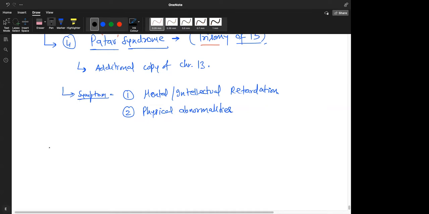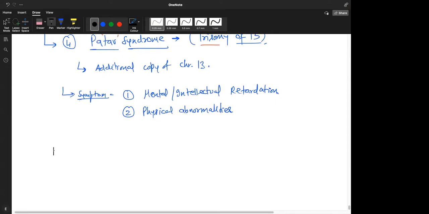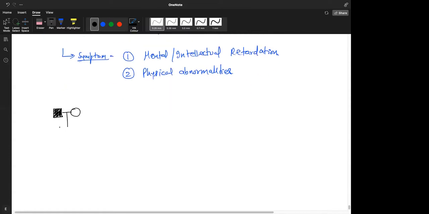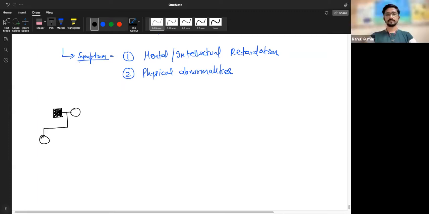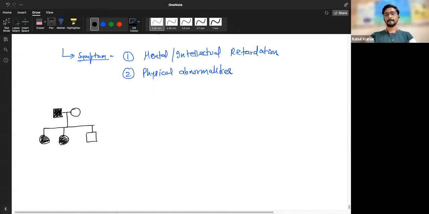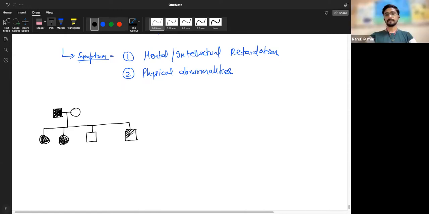So tell me, what is the parent generation of that pedigree? An affected male is married to an unaffected female, right? And then what happens? There are 4 offsprings. The first one is an affected female. Second one is also an affected female. Third one is an unaffected male. And the fourth one is an affected male.